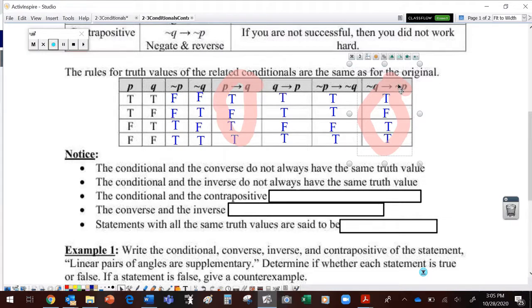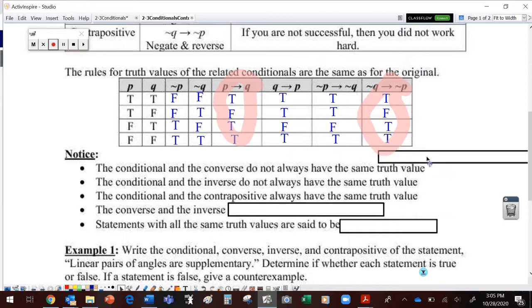These two statements are always going to have the same truth value. So no matter what P and Q are, if P then Q, and if not Q then not P, the original conditional and the contrapositive will always have the same truth values.